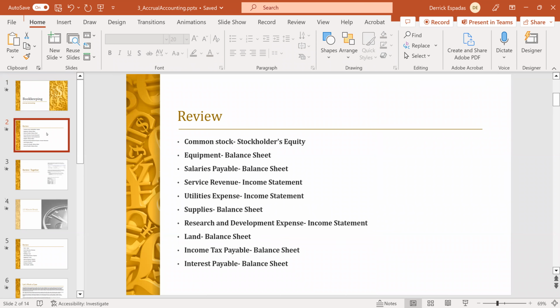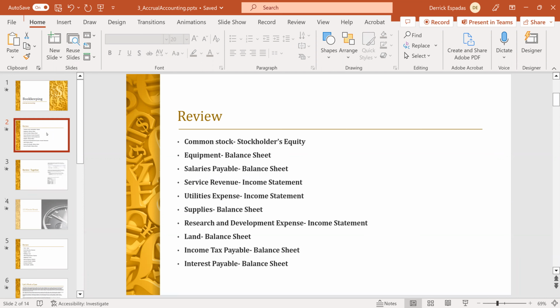All right, just going to go over reminders of what different things do and where they go on the financial statements. So common stock goes on your stockholders' equity statement. Equipment is on your balance sheet. Salaries payable. There's that word payable. You haven't paid it yet. That goes on your balance sheet. Service revenue, income statement. Utilities expense. So there's our other key word there. Expenses go on the income statement.